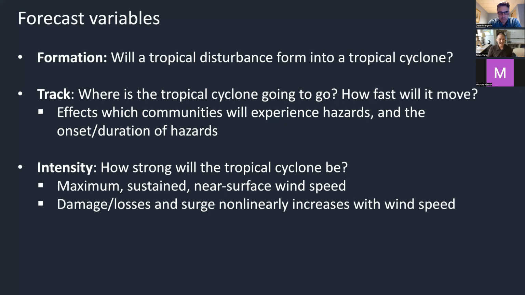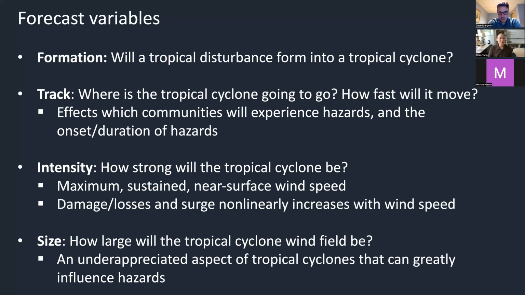Next obvious one is intensity. How strong will a tropical cyclone be? Usually intensity, at least from an impacts perspective, is measured through the maximum sustained near-surface wind speed. The wind speed, particularly the gusts, is related to damage and losses, something the insurance industry and risk industry is very much attuned to, wanting to know what the maximum wind gust is going to be. And also things like storm surge. Storm surge non-linearly increases with wind speed, and so does damage and losses, as the data shows.